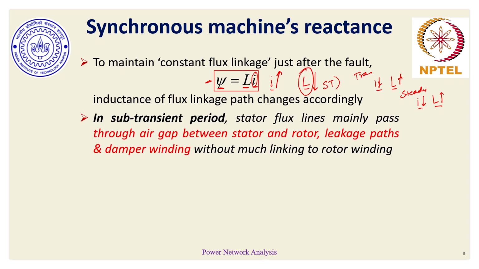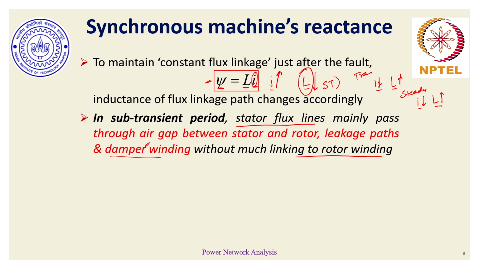that during subtransient period, just after a fault has occurred, the stator flux lines, being a highly inductive circuit, do not link to the field winding or rotor winding at all. Rather, they are locally concentrated. They just pass out of the stator core, pass through the air gap and link more with the damper windings rather than linking much with the rotor winding, because damper windings are short circuit windings, so they don't have initial current, and they don't offer much impedance or resistance to this change in constant flux linkage.